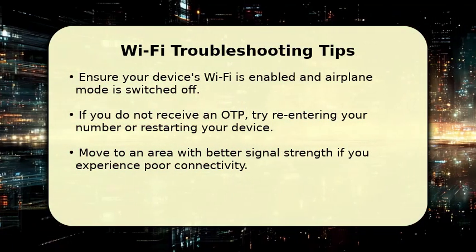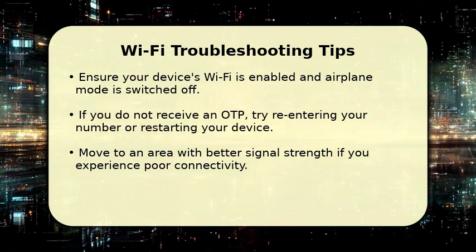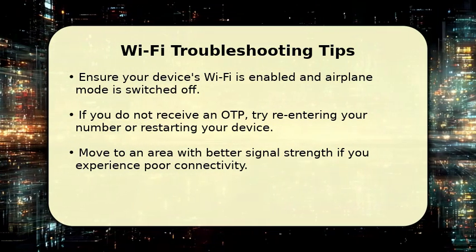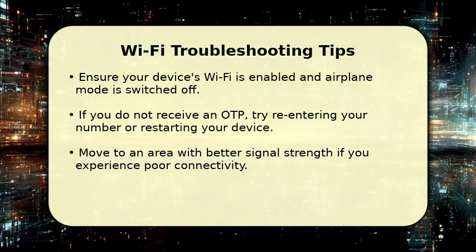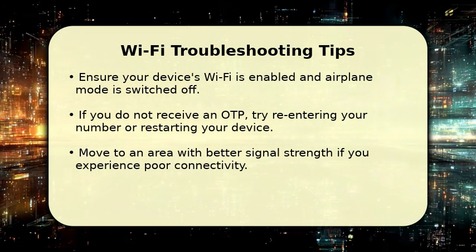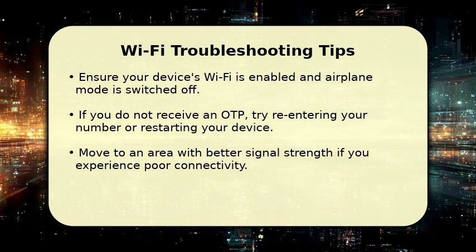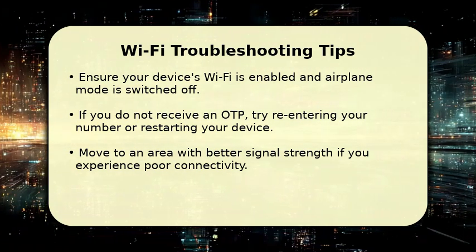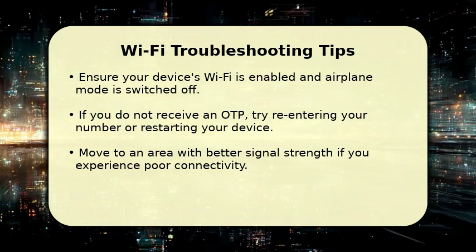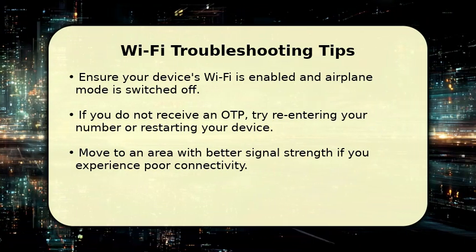If you encounter any issues while trying to connect, here are some helpful troubleshooting tips. First, ensure your device's Wi-Fi is enabled and that airplane mode is switched off. If the OTP isn't arriving, try re-entering your number or restarting your device. Moving to a different spot might improve signal strength. For persistent problems, don't hesitate to approach an airport information desk for direct assistance.